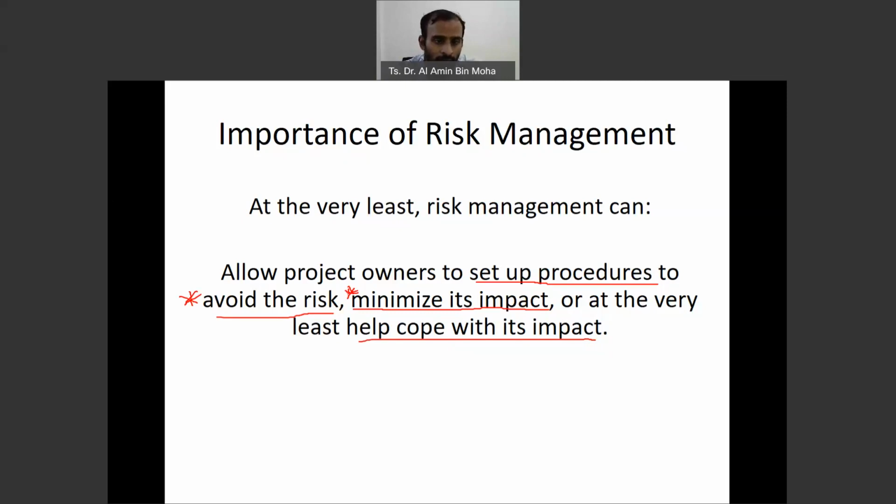Or at the very least, help cope with the impact. It means that you already understand the situation. You know it's going to happen. You need to face it, but you are prepared with the contingency plan. If it happens, what are you going to do? So that's the importance of risk management.